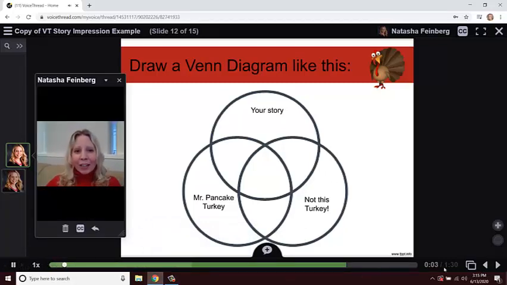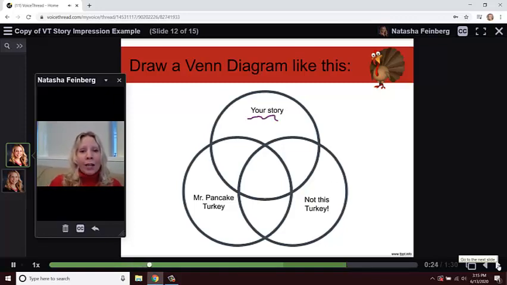Hi, you're still here. Great. So now you have three turkey stories that we could talk about. Take your third piece of paper and draw a fancy Venn diagram like this one: three circles overlapping. And label them so that they match what's on the screen. Your story at the top, Mr. Pancake Turkey over here on the left, and Not This Turkey over on the right. Go ahead, pause for a moment and do that. When you're ready, unpause me.